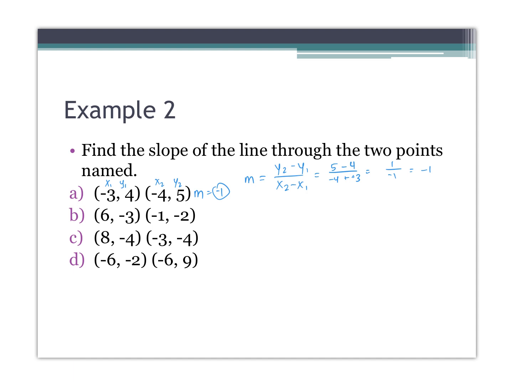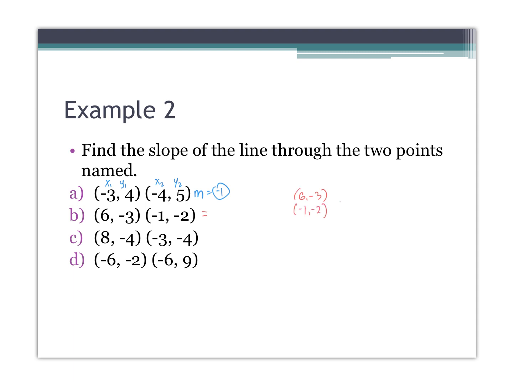And so what I have taught you to do is, anytime you have to do any kind of computation with ordered pairs, my suggestion is to write them one on top of the other. So for this one, I'm going to do 6, negative 3 as one ordered pair, and negative 1, negative 2 as the other.